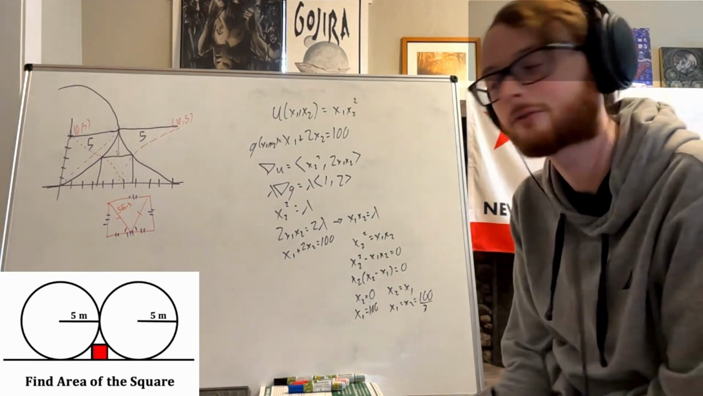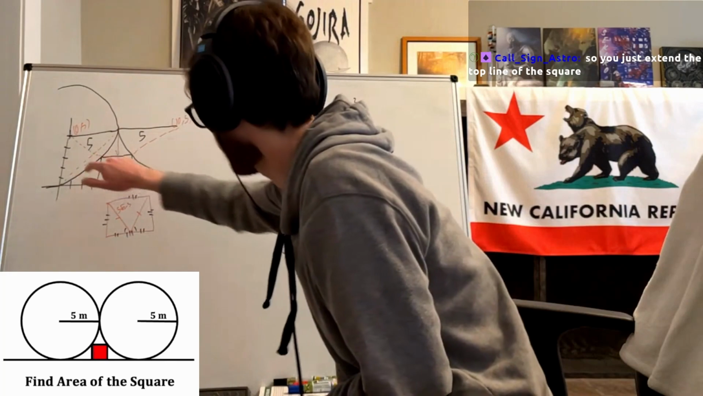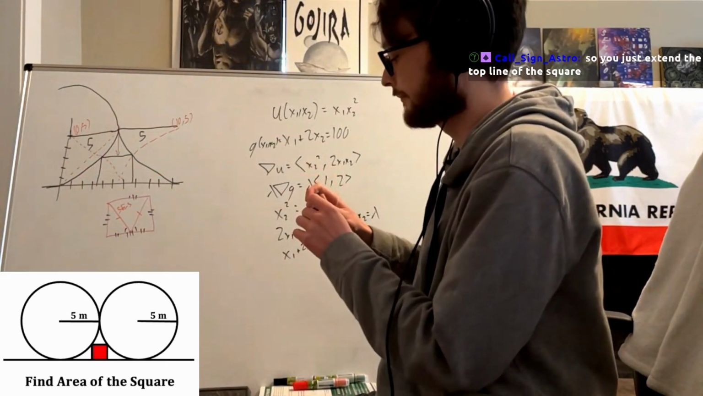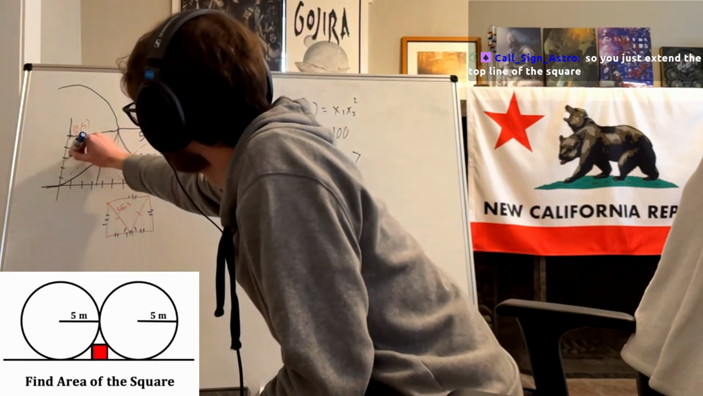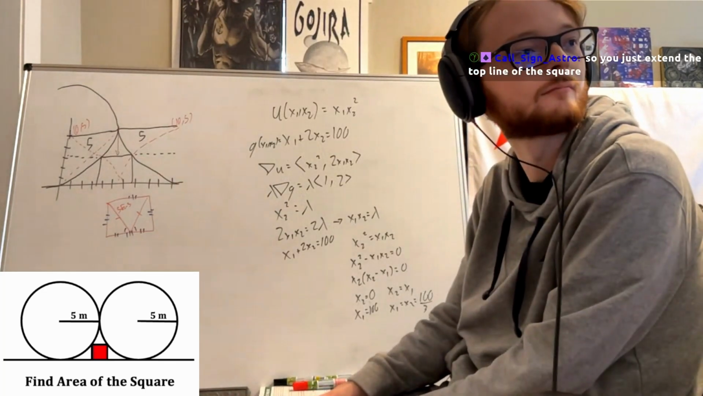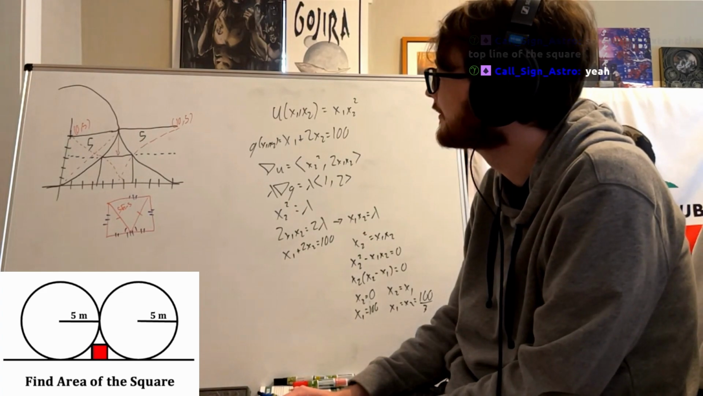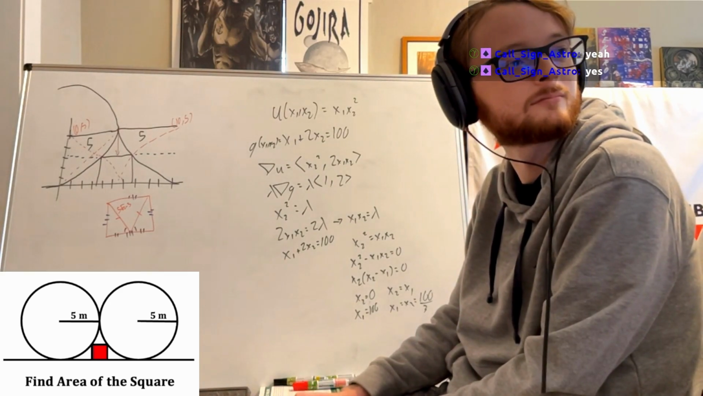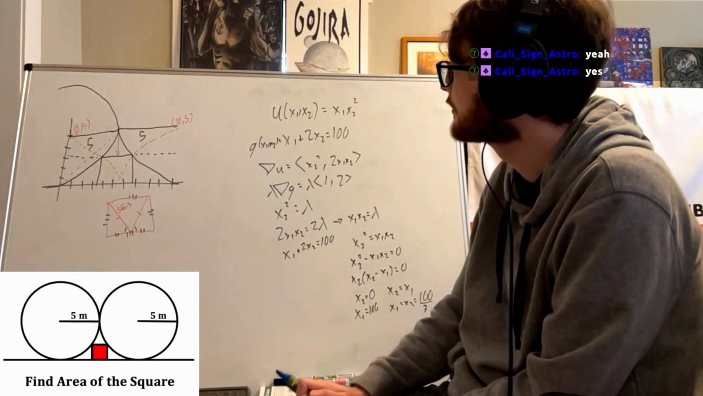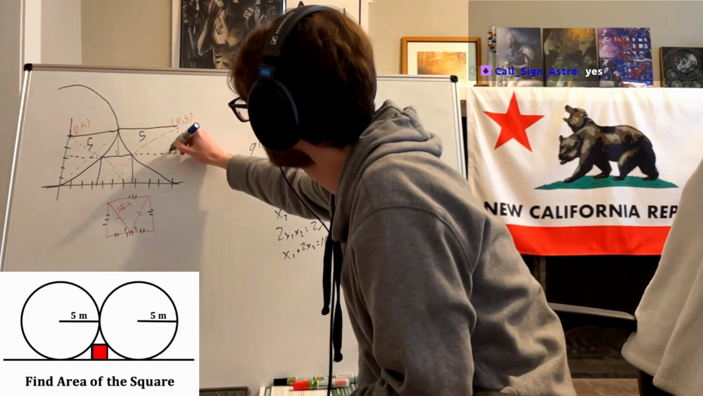So you just extend the top line of the square. Oh, like you extend this top line of the square. Okay, let me try this in blue. Like you extend it like that? Okay. And then you draw the radius down to meet it? So you get a right triangle there?